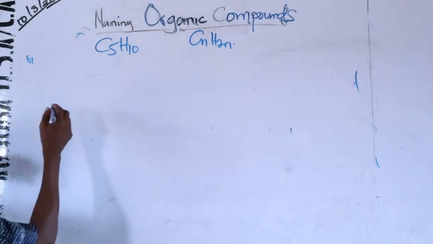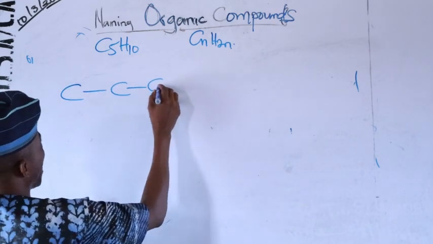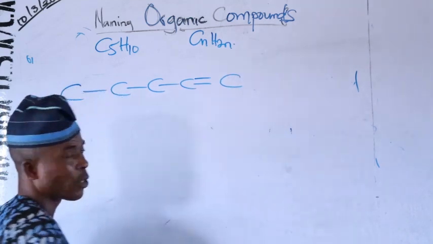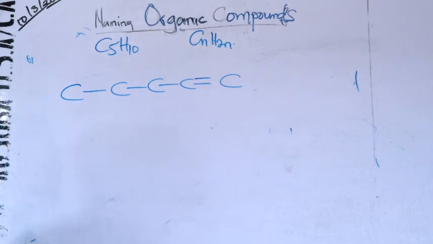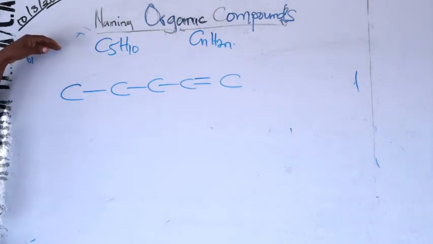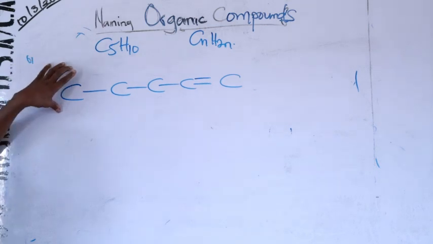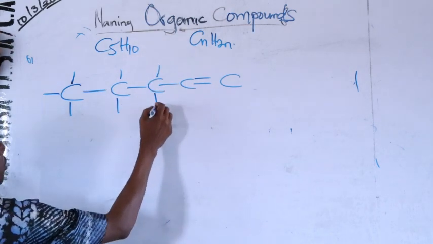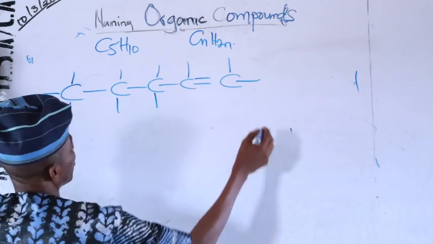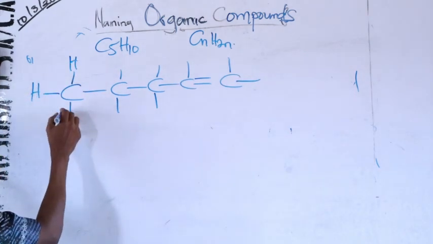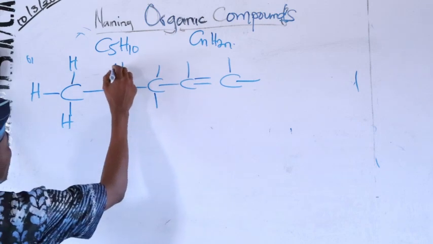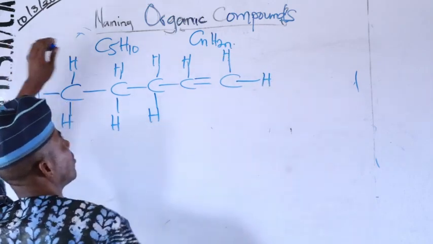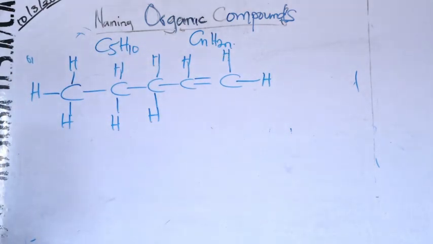So the best way to look at this is to first write all the 5 carbon atoms straight, and then you can put the double bond in the first carbon atom. And you can now complete all the hydrogen with the carbon. So make sure each of the carbon is having 4 bonds attached to it. So we have 1, 2, 3, 4, 5, 6, 7, 8, 9, 10. So now we have C5H10.